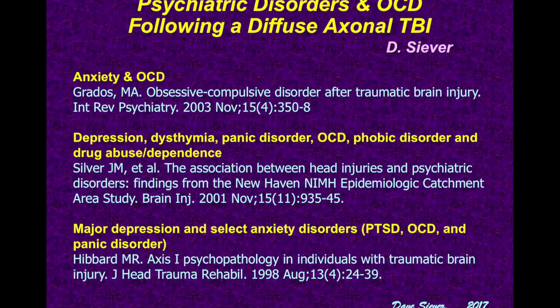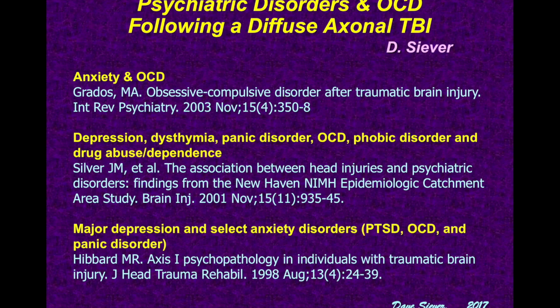Now, psychiatric disorders and OCD following a diffuse axonal TBI. Plenty of studies in psychiatry have noticed that obsessive compulsive disorder and generalized anxiety also, but particularly obsessive compulsive disorder, increased dramatically following a diffuse axonal TBI, or traumatic brain injury. I'm also seeing the exact same thing following a thalamocortical disconnect.